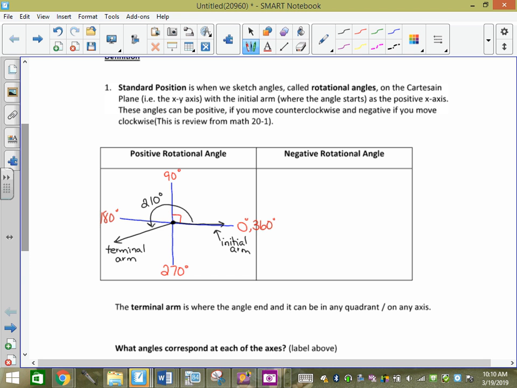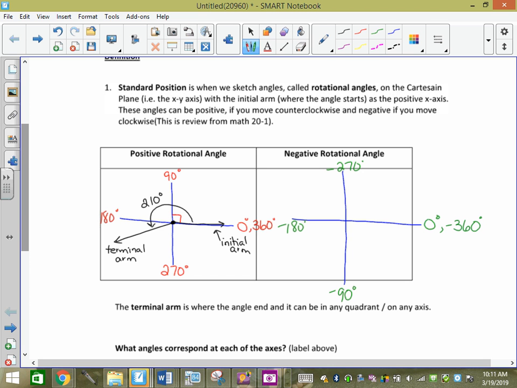So you did positive angles last year. We're also looking into negative angles. So negative, you still have these arms, but we're going to start here, and this is going to be 0. And then we're going to go clockwise, and then they make negative angles. So this would be negative 90, negative 180, negative 270, negative 360. And then I could keep going, negative 450, negative 540, and just keep going around.